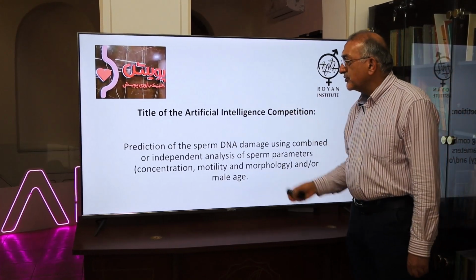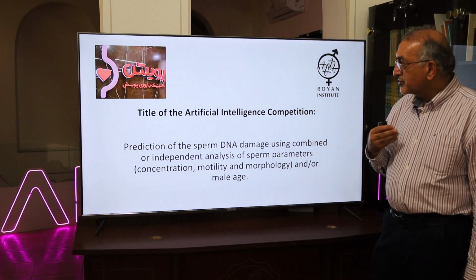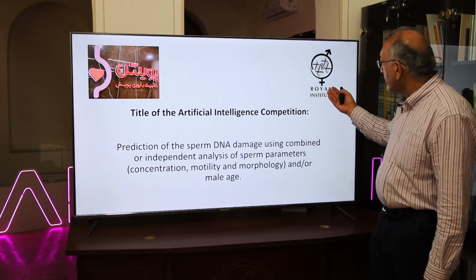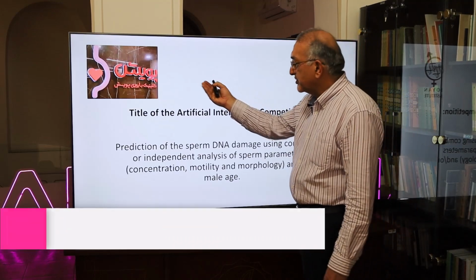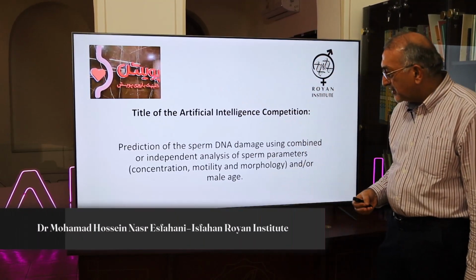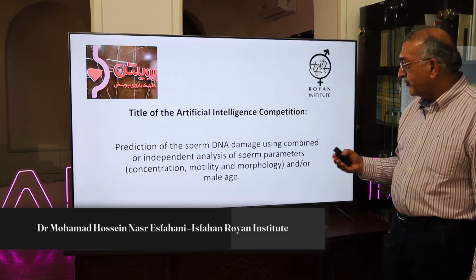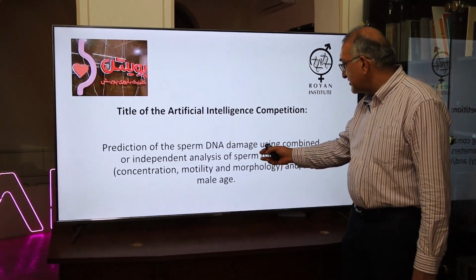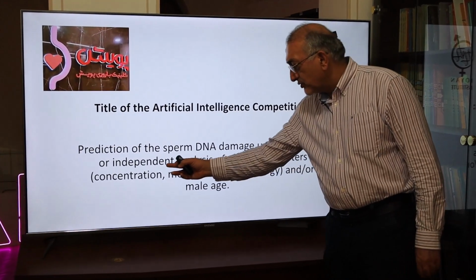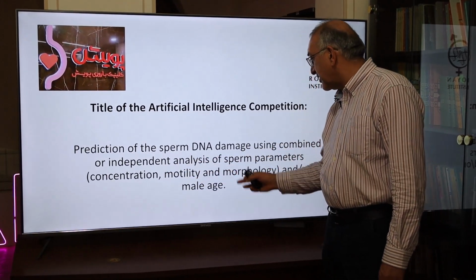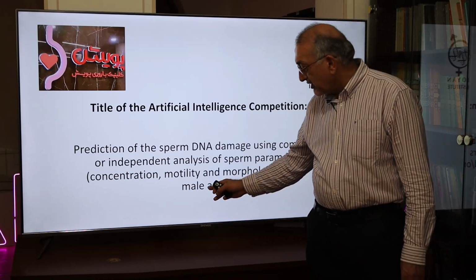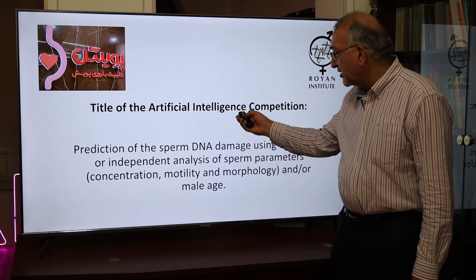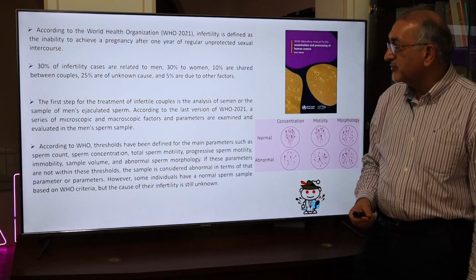Artificial intelligence competition. The project that we are putting on the table is from Royan Institute and Puyesh Fertility Infertility Center, and we hope that you can predict DNA damage using simple sperm parameters, including concentration, motility, and morphology, aligned with male age in the prediction of DFI in a procedure of artificial insemination.